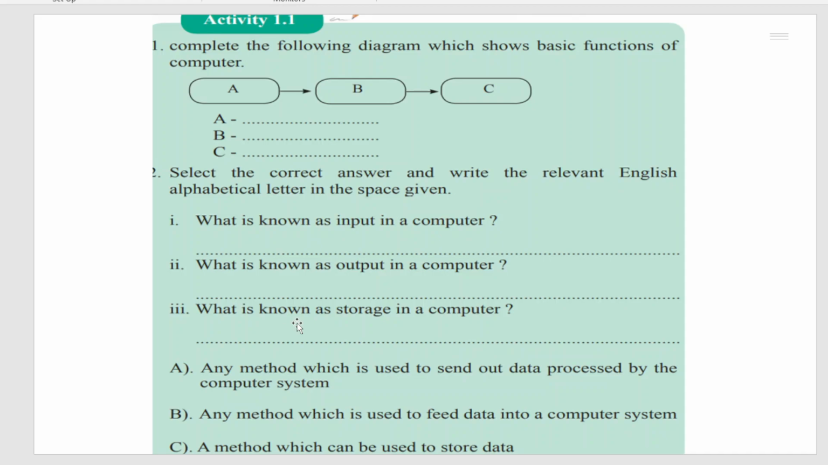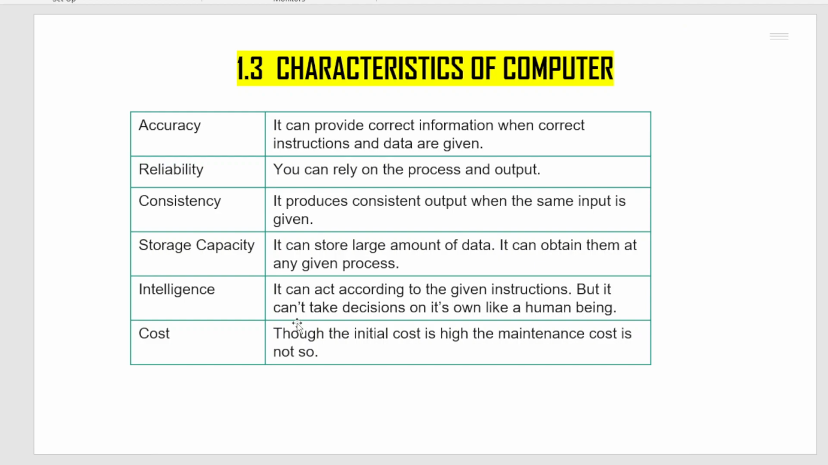Okay, then let's move to the next slide. Characteristics of a computer. I have given 6 characteristics here, but apart from these there are more significant features of a computer. The first one is that it can provide correct information when correct instruction and data are given. It's true, we have to make sure we are giving the correct instruction and the correct data.